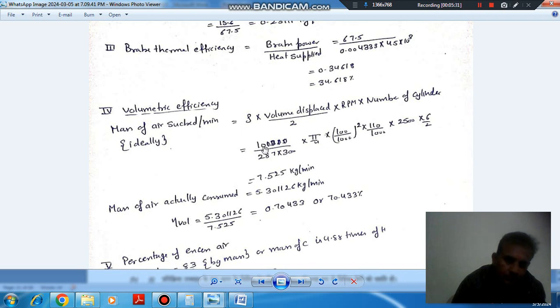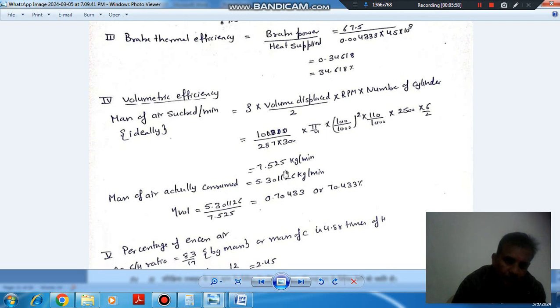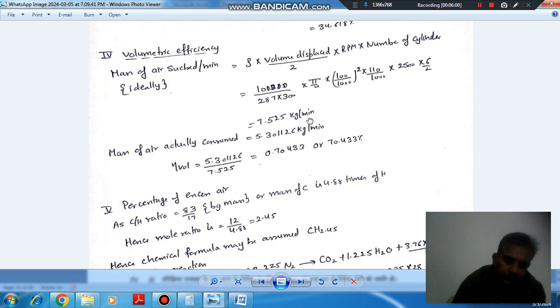Okay, volume into rho, and rho will be calculated by the given condition. Atmospheric pressure is 1 bar, temperature is 300, R is 287 in joule per kilogram per degree Kelvin. Volume displaced is pi by 4 into 100 by 1000 squared, that is diameter, into length of stroke, that is 100 by 1000 in meter, and RPM is 2500, number of cylinders are 6, so it comes out as 7.525 kilogram per minute.